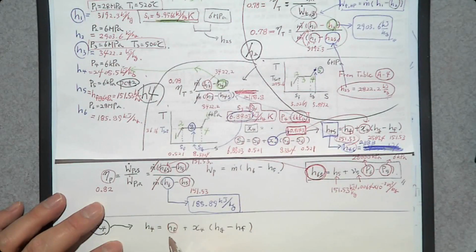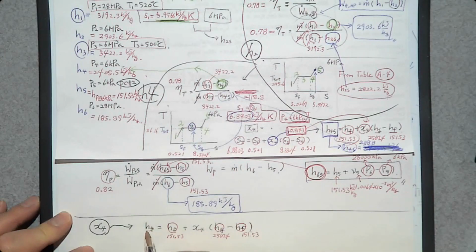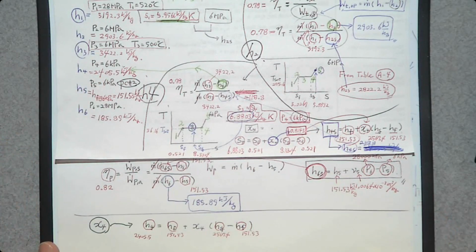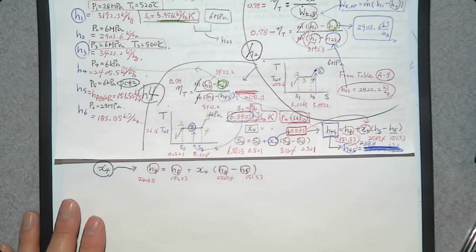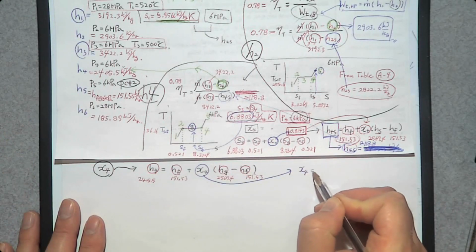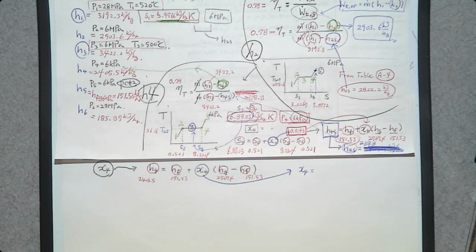So HF is 151.53. HG is 2567.4. HF again 151.53. What is H4? 2405.5. So we have everything. Now, can you determine quality X? Yes, you can. So quality X4 is going to be 0.933.